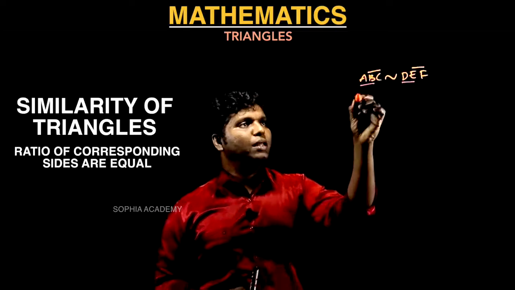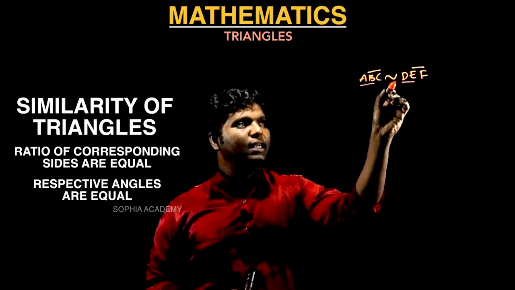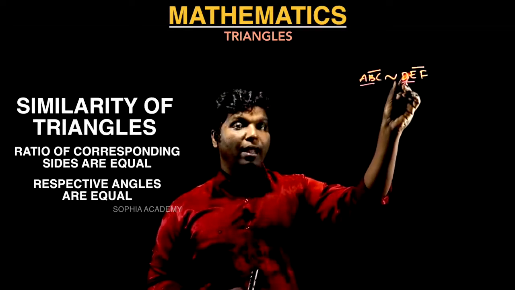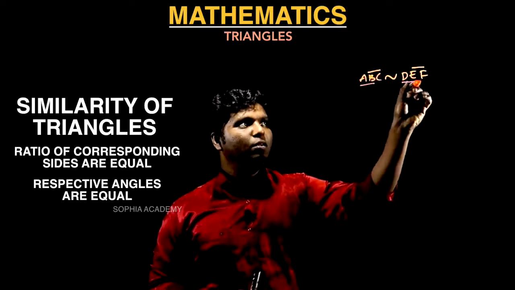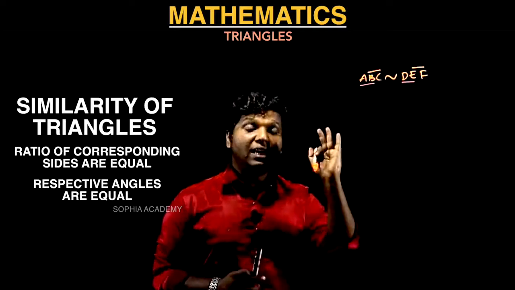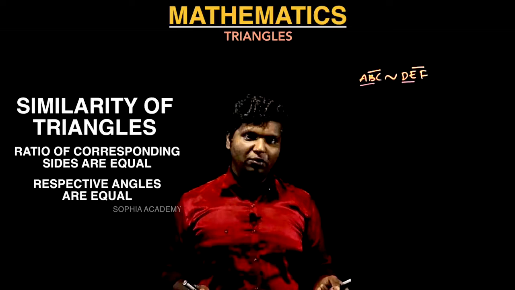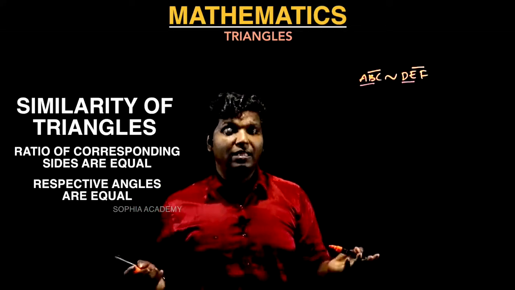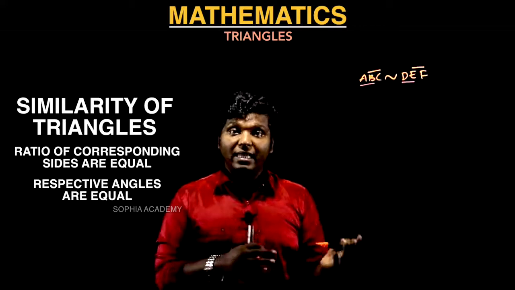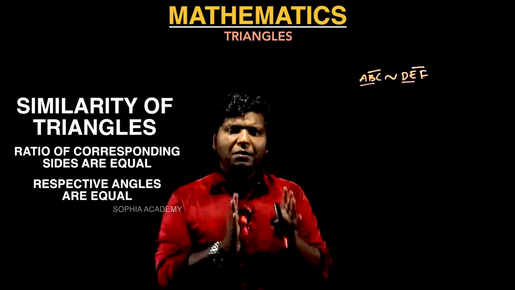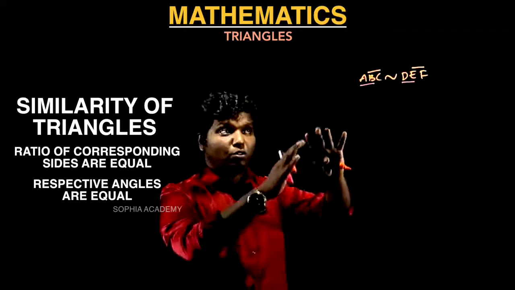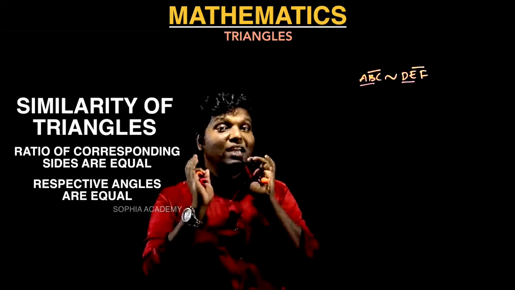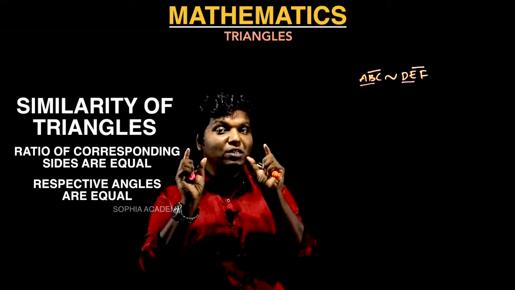And one more thing: angle A should be equal to angle D, angle B should be equal to angle E, and angle C should be equal to angle F. This is the condition regarding the similarity of triangles. There are different theorems supporting this, AA similarity, AAA similarity, SAS, like that. There are plenty of theorems. Leave that behind, because we are dealing with only 1 mark questions. So in a capsule method, I'm going to define what it is.